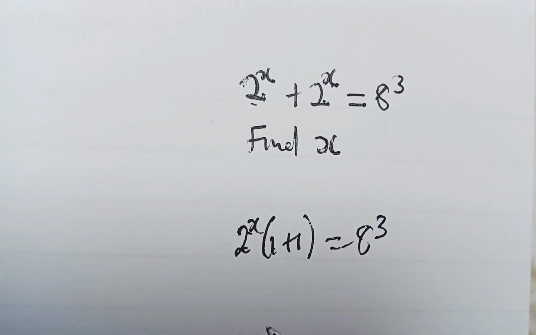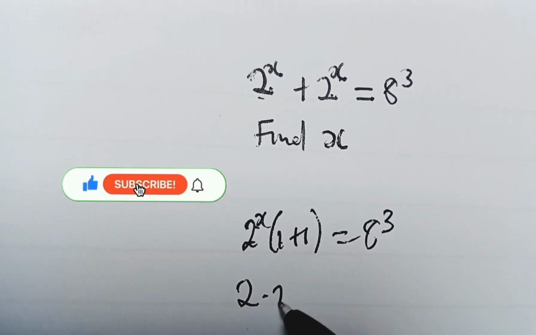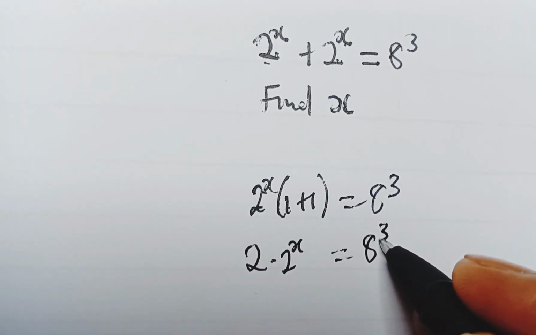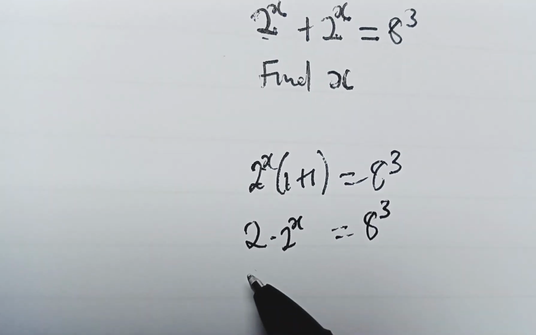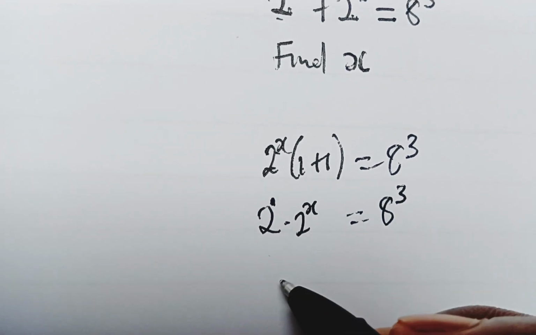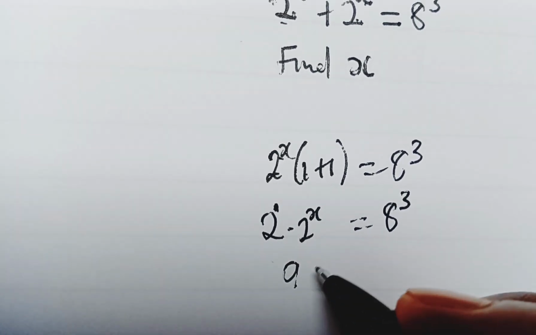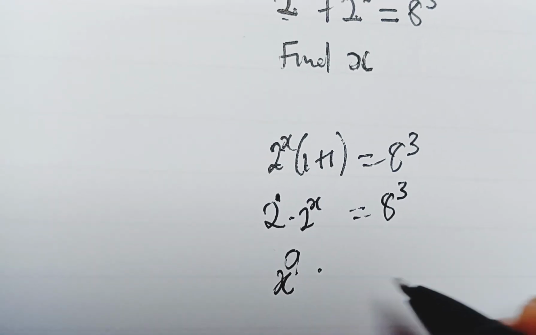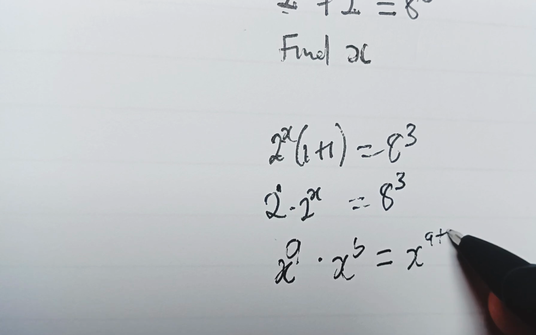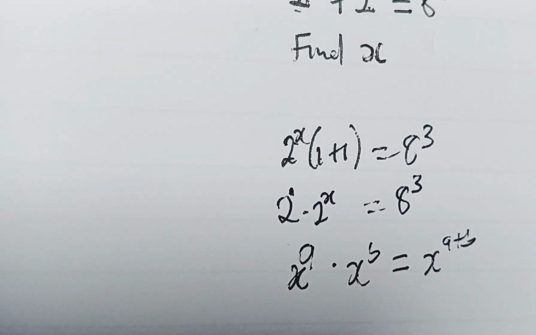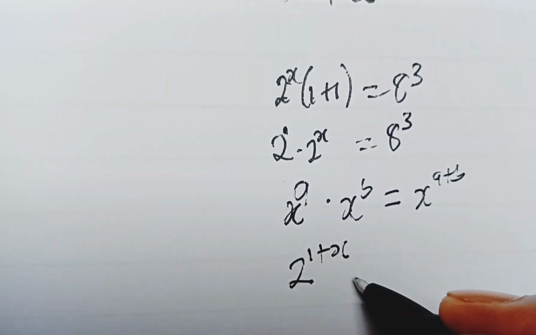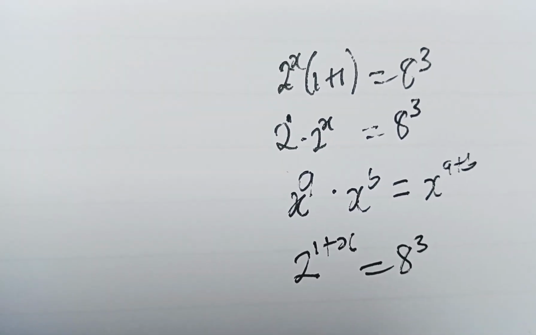Okay, so 1 plus 1 is 2, and so we can now have 2 times 2 to the power of x, and this is equal to 8 to the power of 3. From here, of course, this 2 is 2 to the power of 1 actually. So from the law of indices that says for any x to the power of a times x to the power of b is equal to x to the power of a plus b, we can now have this to be 2 to the power of 1 plus x is equal to 8 to the power of 3.